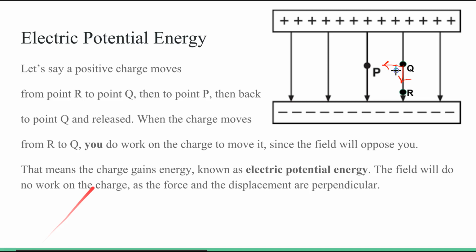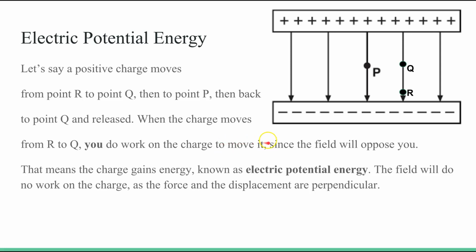Then these are perpendicular if you move it horizontally. So if you remember from F d cosine theta, the cosine of 90 is 0, so there'll be no work done. That means you're neither adding energy nor removing energy. So you're not really doing work as you move from Q to P, or like the field will not do work. You will do work, you're applying a force, but the field will not do any work.